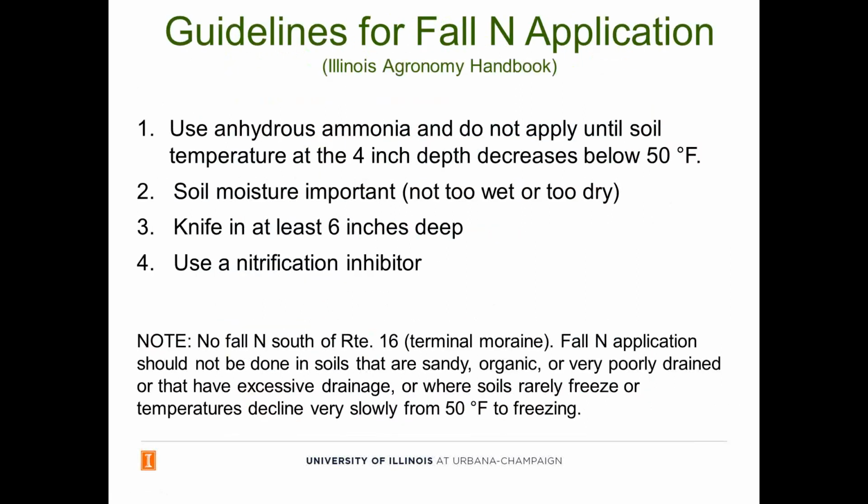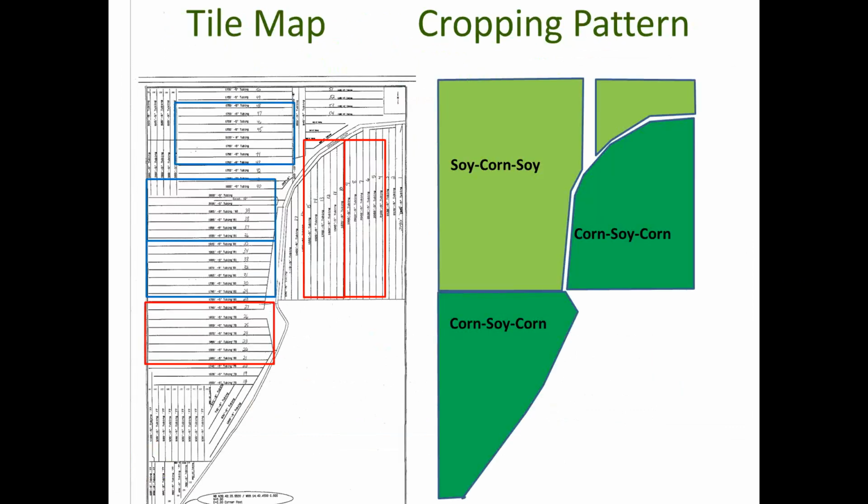There are guidelines for fall N, and fall N is in 2 of our treatments. And the important thing to note here is that the guidance is that we're to wait until soil temperatures are below 50 degrees Fahrenheit at the 4-inch level and hopefully maintained below that and dropping. Soil moisture is very important. Too wet or too dry leads to losses during application. Takes a little bit of horsepower. You need to get it in at least 6 inches deep, and we use a nitrification inhibitor in the fall.